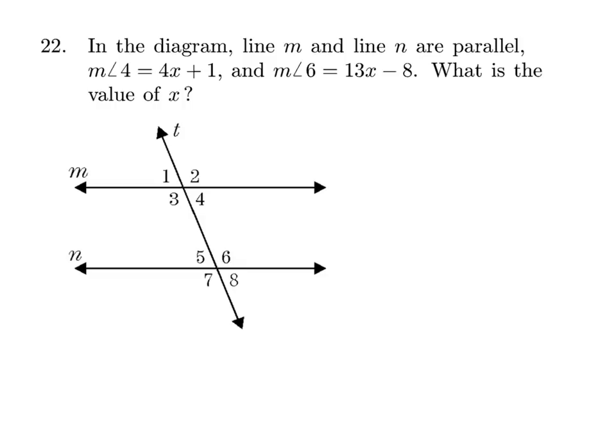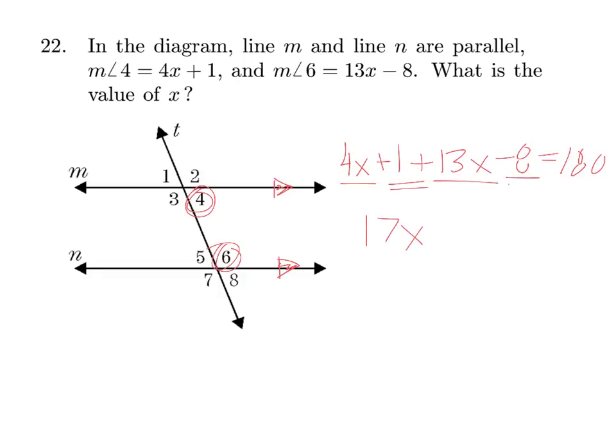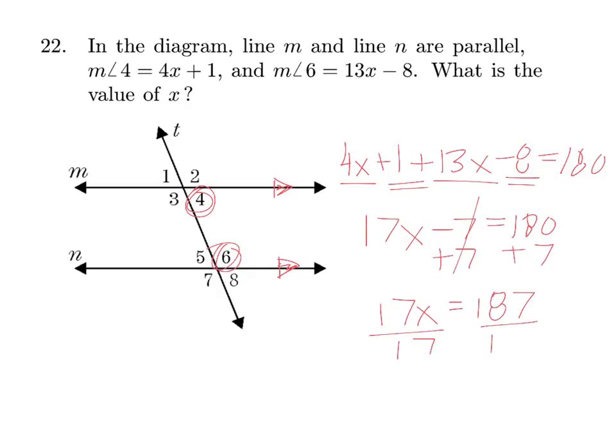All right, so line M and line N are parallel. And for angles 4 and 6, I have 4x plus 1 plus 13x minus 8 is equal to 180 because these are consecutive interior. So I have 17x minus 7 equals 180. Add 7. I got 17x equals 187. Divide by 17, and x is equal to 11.